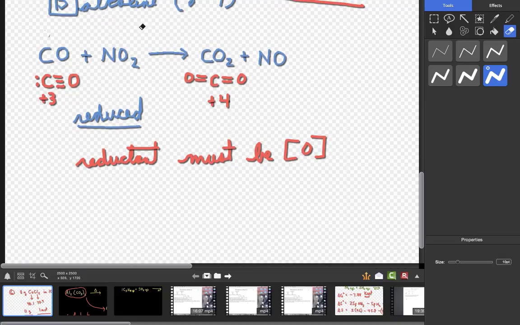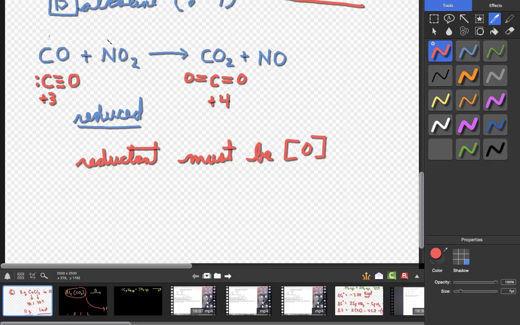Each oxygen is -2. +4 to +2. That means nitrogen is the element that is reduced. So that means A is eliminated, and C is eliminated, and D is eliminated. So answer choice B is the best response for number 9.